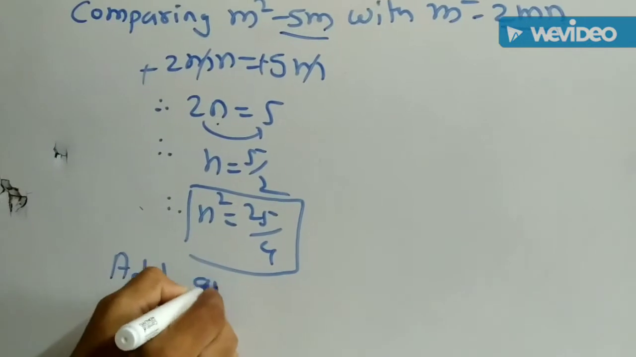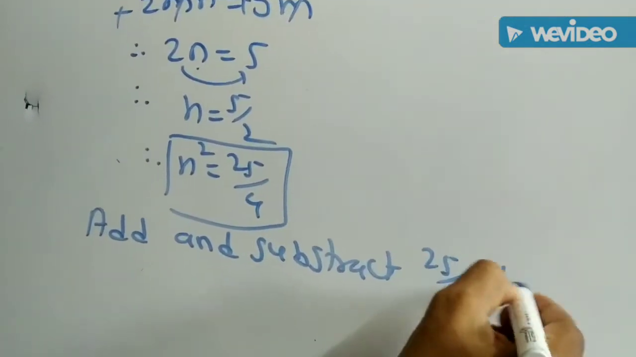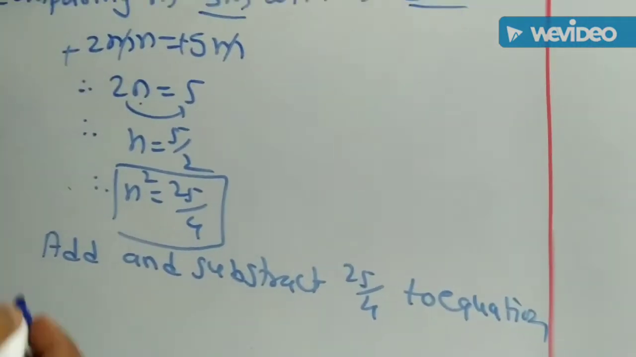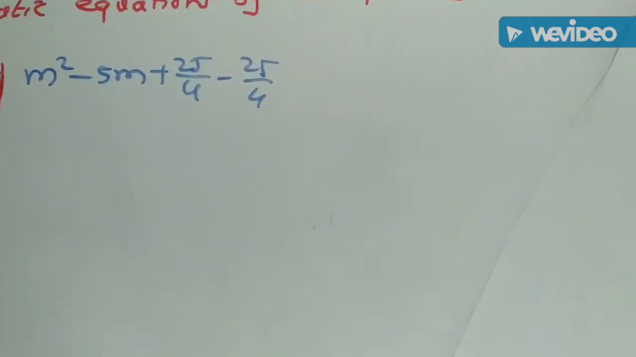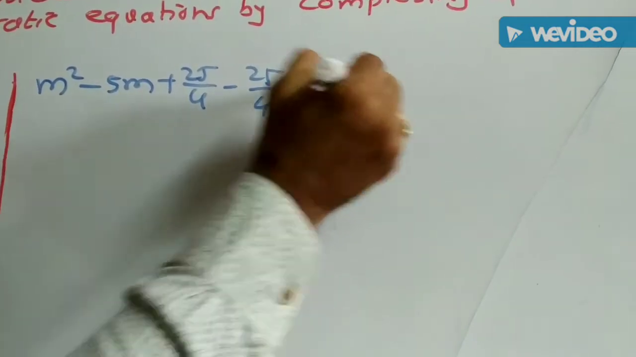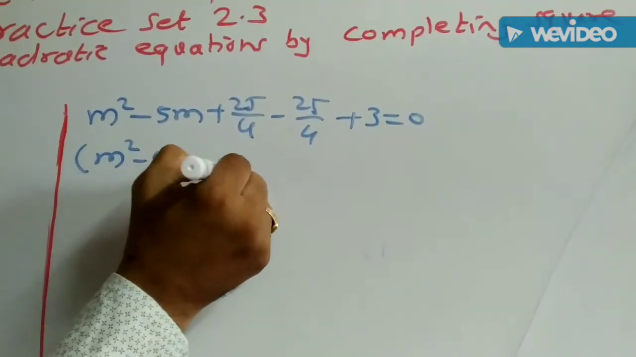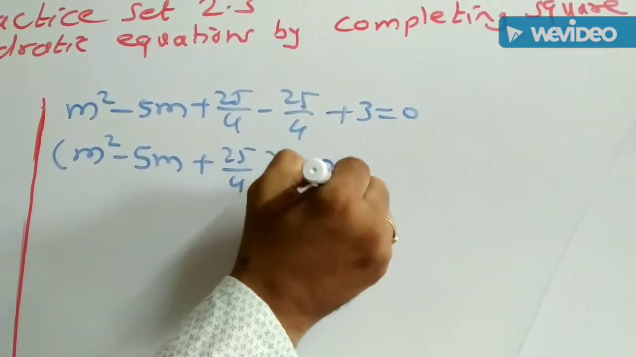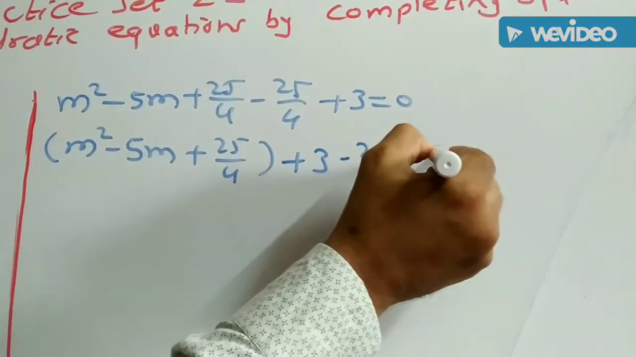Now add and subtract 25 upon 4 to the equation. Now m square minus 5m, add 25 upon 4, at the same time subtract it, and the third term is plus 3 is equal to 0. Now group the first three terms: m square minus 5m plus 25 upon 4. Now write in standard form with plus sign, plus 3. I adjust it: plus 3 minus 25 upon 4.